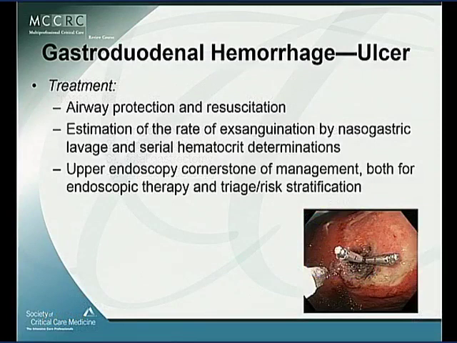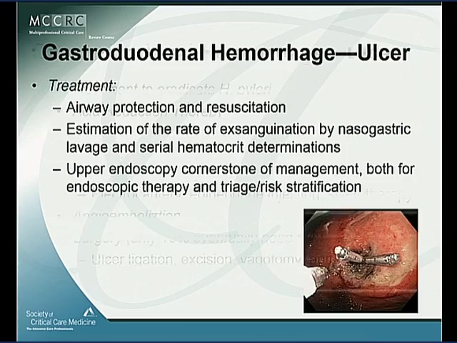So don't forget, of course, in a patient who's significantly bleeding from an ulcer, to consider protecting the airway and appropriately resuscitating with blood products, and then certainly by the nasogastric lavage, estimating how much bleeding is going on, as well as with your serial hemoglobin determinations. So both for endoscopic therapy and risk stratification, endoscopy plays a very large role, and there's a clip on a bleeding ulcer.